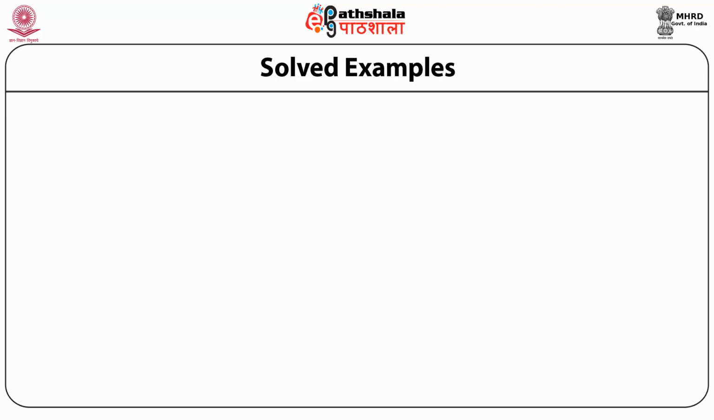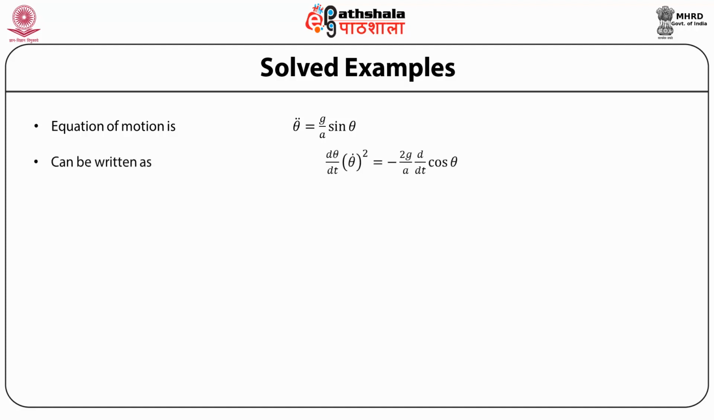For a bead which is constrained to move on a vertical circle under gravity, having written down the kinetic and potential energy, we can easily write down the equations of motion. The equation of motion for the coordinate theta is theta double dot equal to g by a sine theta, which can be written as d/dt of theta dot square equal to minus 2g by a d/dt of cosine theta, because d/dt of cosine theta is minus sine theta, so we replace the sine theta by minus d/dt of cosine theta.